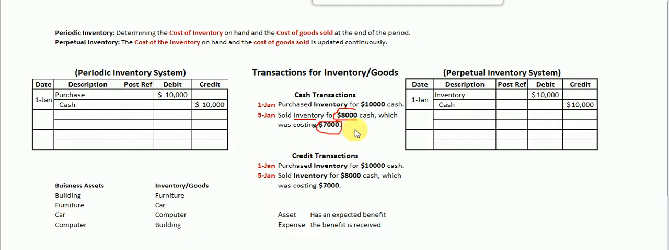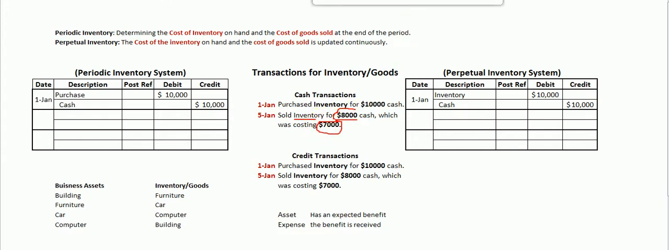So actually in this transaction we have two things. One is that we have generated the revenue, and at the same time we have made a sacrifice. What is the sacrifice? That is $7,000. It means for sacrificing $7,000 we are getting $8,000. Is it clear? In the periodic inventory system we only record this revenue, the sale, but we do not record the sacrifice, this cost. But in the perpetual inventory system we record both: the sale and also the sacrifice, or the cost.